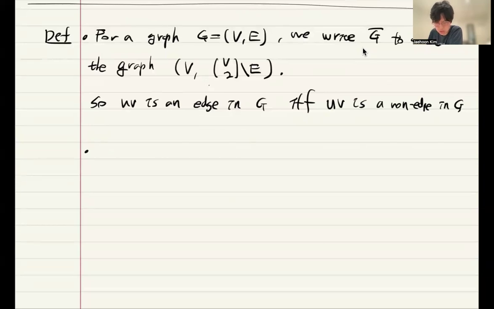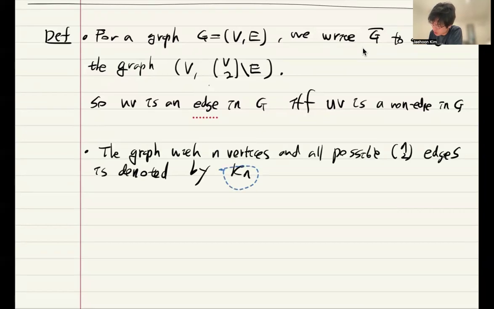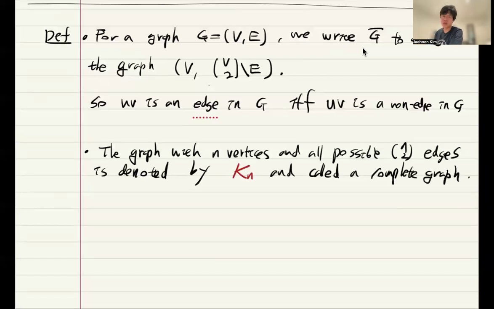And we denote that, as a graph isomorphism class, as an unlabeled graph, the graph with n vertices and all possible n choose 2 edges is denoted by K sub n, capital K with the subscript n, and this is called a complete graph. This is the complete graph on n vertices.